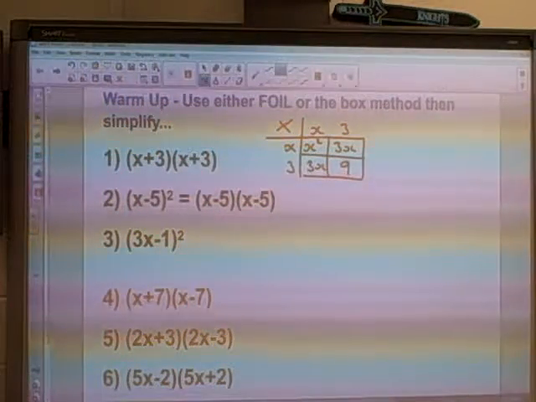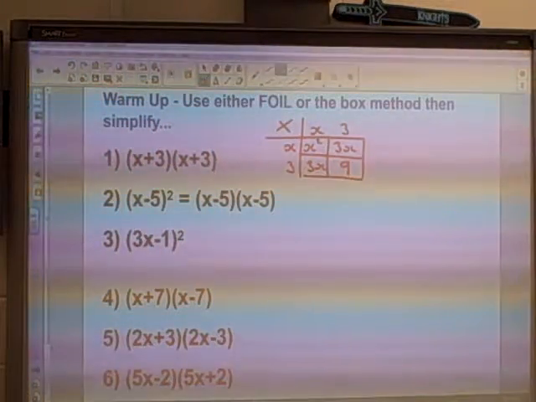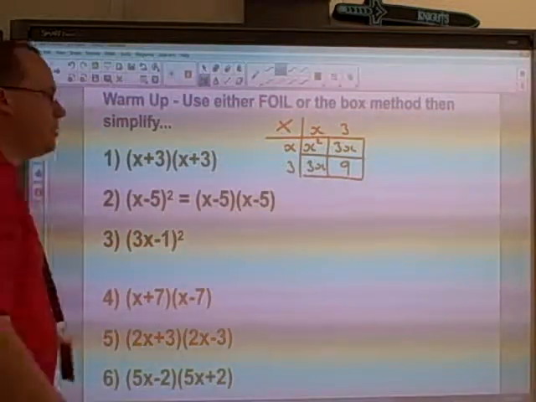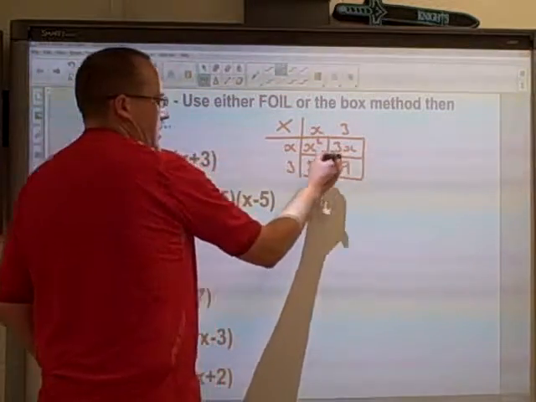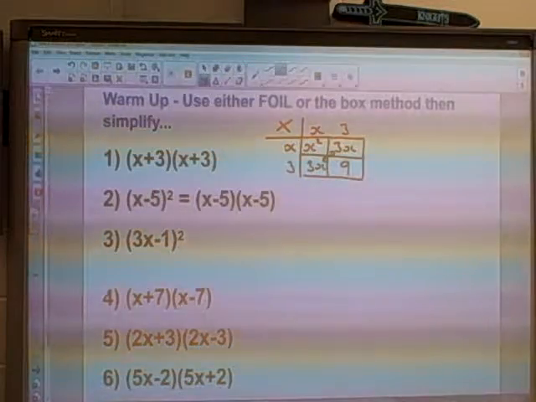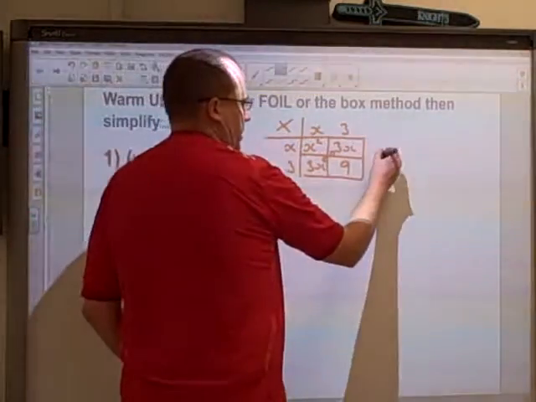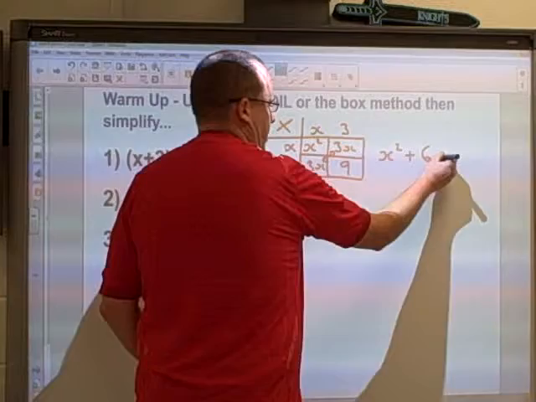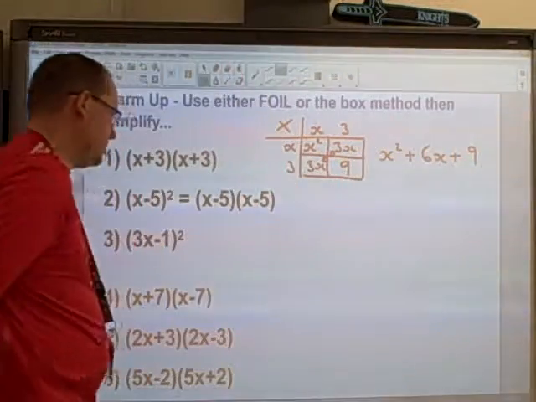Now a lot of people in class are actually stopping at this point, but you need to continue and see if there are any like terms here. Normally when you use the box method, the ones on these diagonals are the ones that combine. So 3x add 3x is 6x, so your answer is x squared plus 6x plus 9.